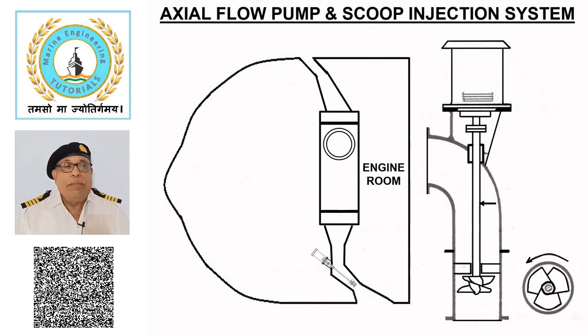Axial flow pump and scoop injection system. This sketch shows the layout of engine room bottom platform of a steamship. Main steam condenser cooling system employs an axial flow pump when the ship is around the port and a scoop injection system while the ship is on its sea passage.